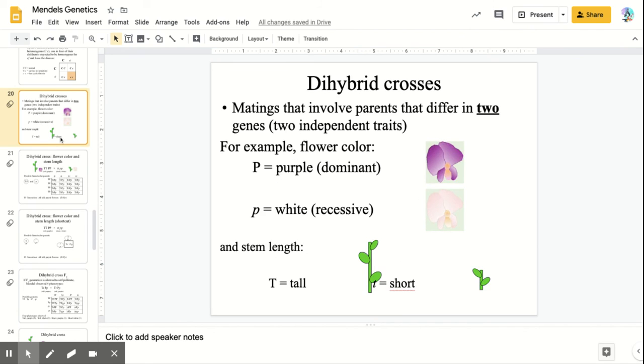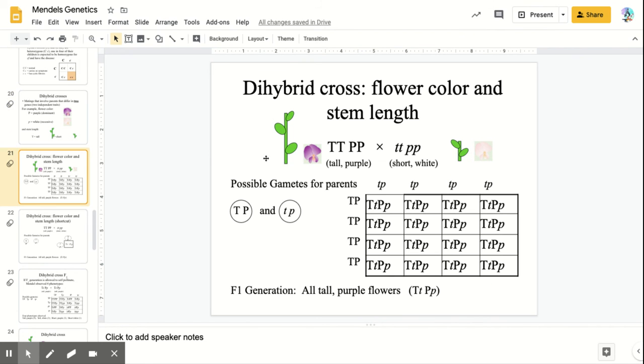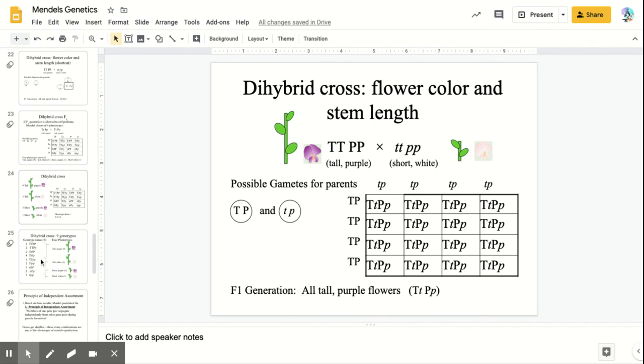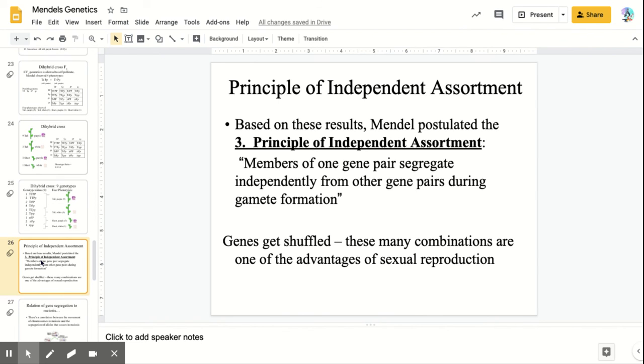Dihybrid crosses are just if you want to talk about two traits at the same time, you can do that. We are not going to go into this and we're not going to practice it. The only thing we're going to say is that Mendel had a third law, called the law of independent assortment or the principle of independent assortment.